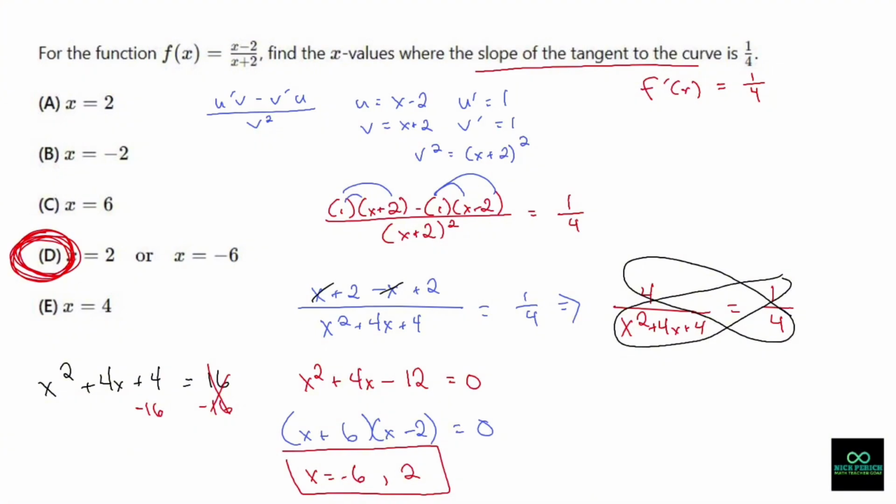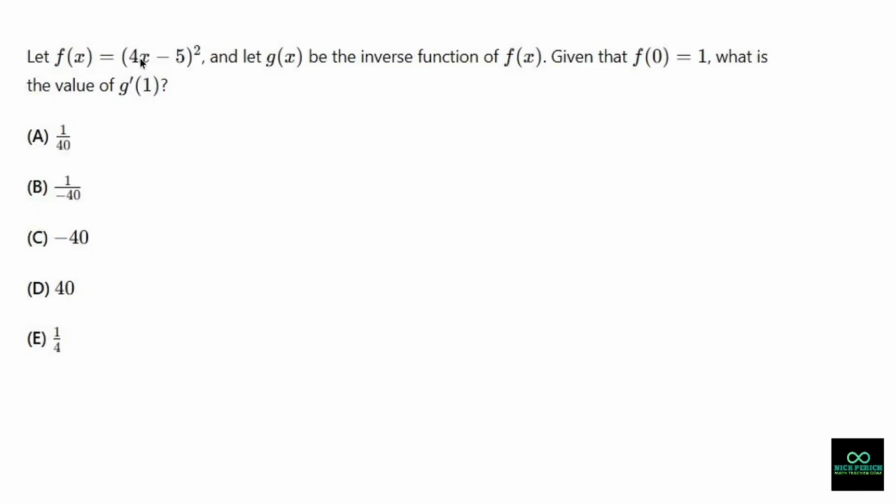That's how you do it. Let f of x equal (4x minus 5) squared, and let g be the inverse function of f. Given that f of 0 is 1, what is the value of g prime of 1? If we're talking about inverses and their derivatives, we have a formula that says g prime of x is going to equal 1 over f prime of g of x.